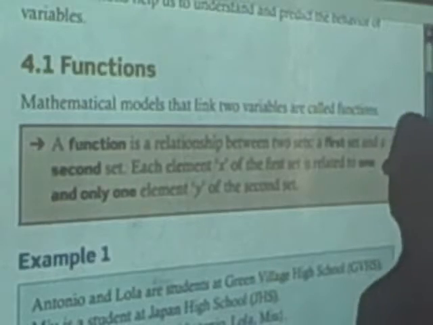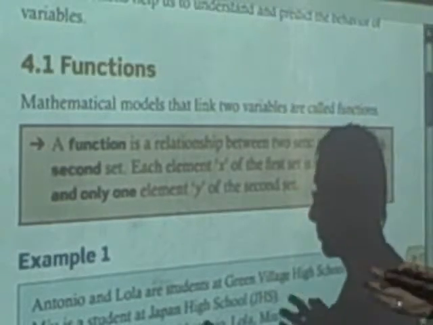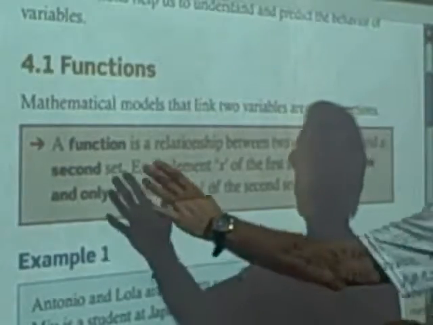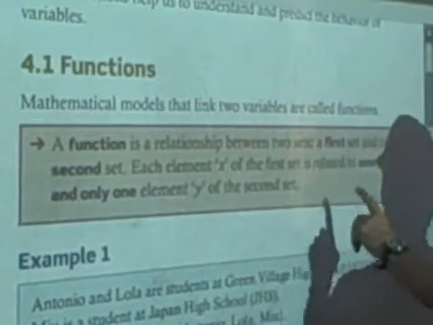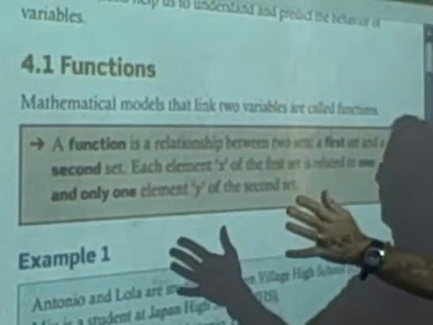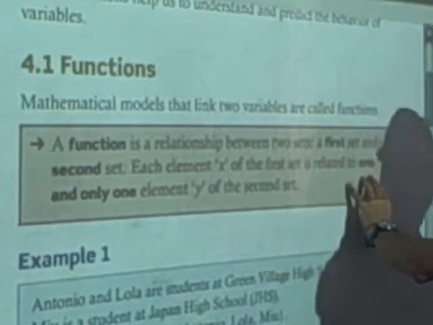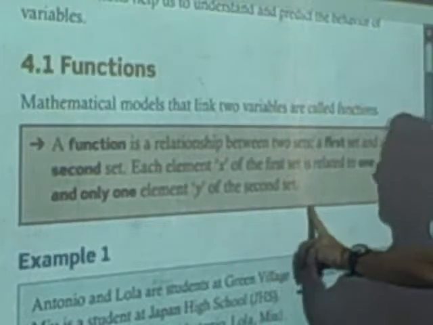A function is a relationship between two sets. Well, so is a relation, right? A relation is a relationship between two sets. But a function is a particular relationship. The first set and the second set, we're going to come to the names of those. But each element of the first set is related to one and only one element of the second.